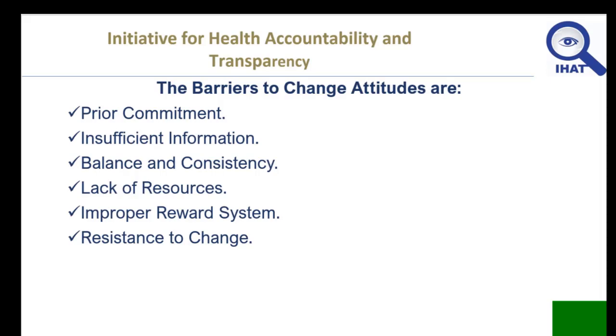We have talked about the role of information. When you have insufficient information about a person, event or circumstances, the attitudes formed based on that might not be easy to change. There is also balance and consistency. Those who are not balanced and are inconsistent are likely to resist change. Resources are required for attitudinal changes, and also when you have an improper reward system, it doesn't encourage change of attitude, and then resistance to change is always common in every event in life.